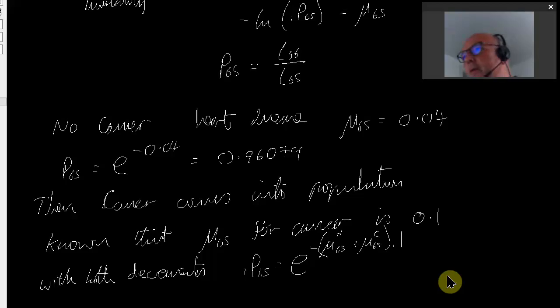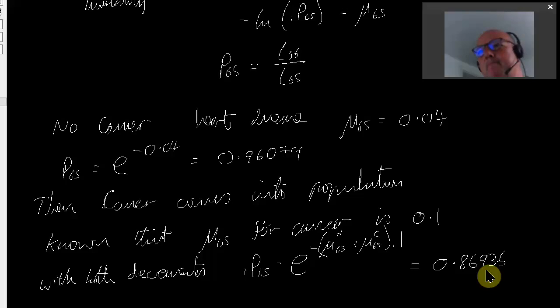Okay, so if you add both together, the force of mortality for cancer and the force of mortality for heart disease, then you find that you can work out the total probability of death, and the total probability of survival there is 0.86936, which means the probability of death is less than the total probability of death if you added the two probabilities of death together. Okay, so that's all you need to do.